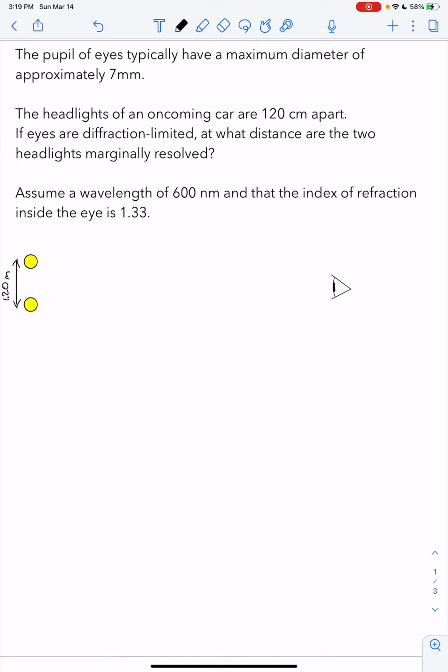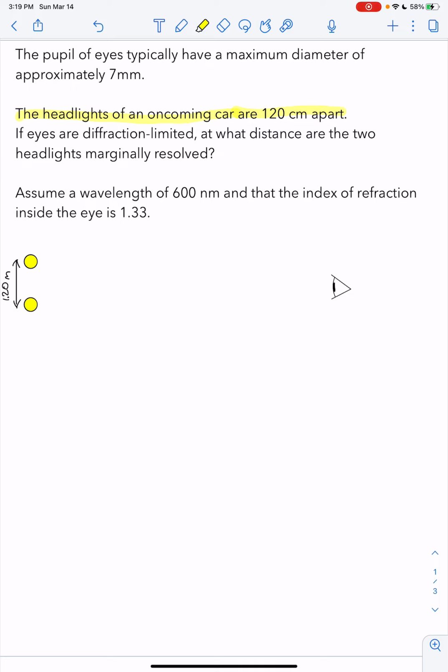So in this question, we're going to look at the ability for eyes to resolve two distant points of light. Those points of light will be the headlights of an oncoming car. And we're told that the headlights are 1.2 meters apart.